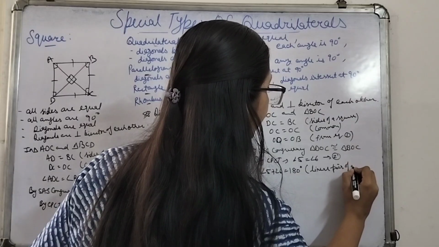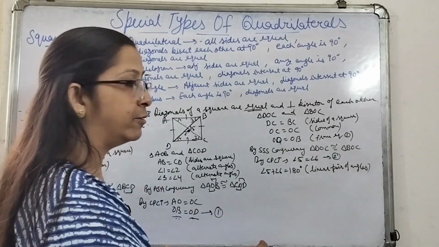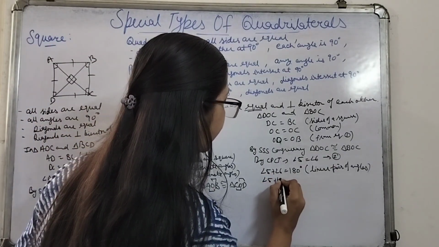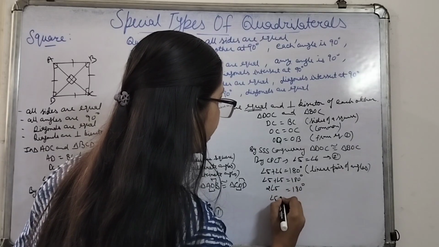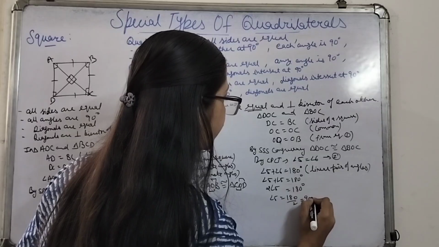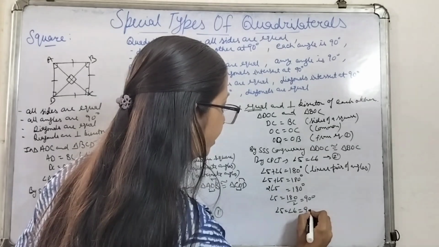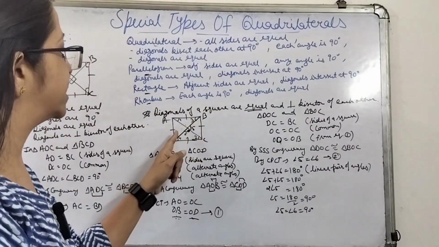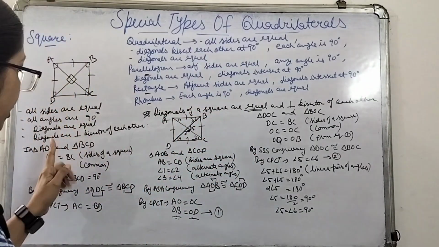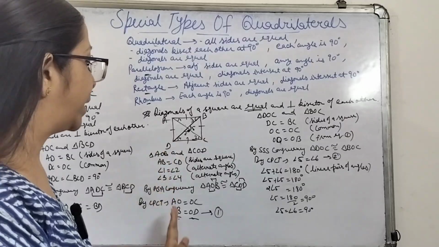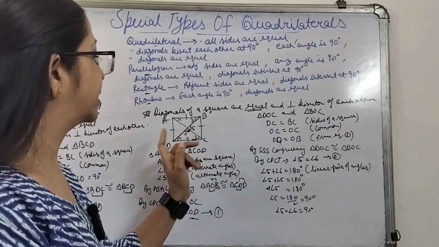Now instead of angle 5, I can write angle 6 also, and instead of angle 6, I can write angle 5 also. So angle 5 plus angle 5 is equal to 180 degree, or 2 times angle 5 is 180 degree, or angle 5 is your 180 divided by 2, that is your 90 degree. And because angle 5 is equivalent to angle 6, angle 5 equivalent to angle 6 is equivalent to 90 degree. That means diagonals are bisecting each other at 90 degree. So this is how we can prove that the diagonals of a square are equal, diagonals of a square are bisecting each other, and diagonals of a square are perpendicular bisectors of each other. That means bisecting at your 90 degree.